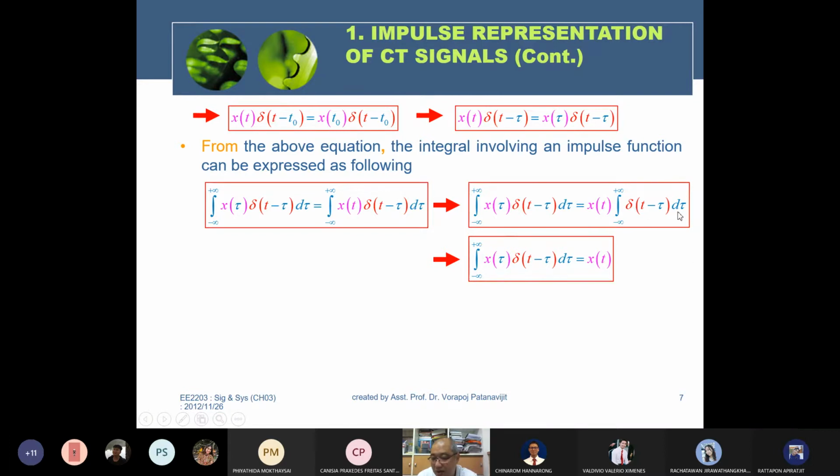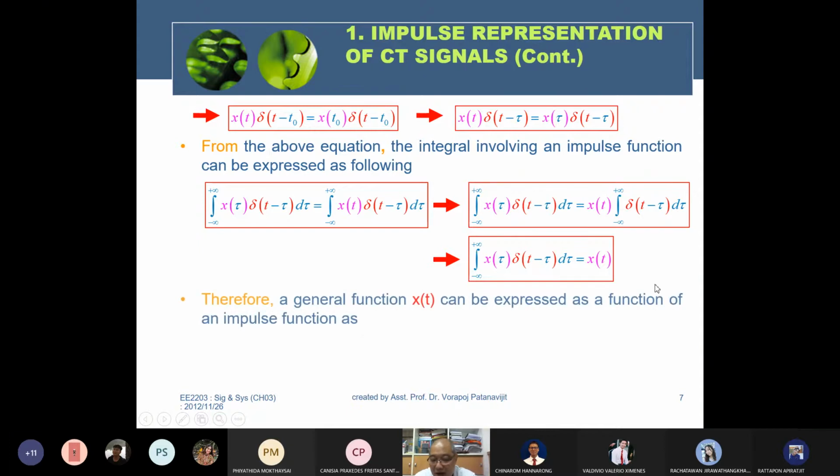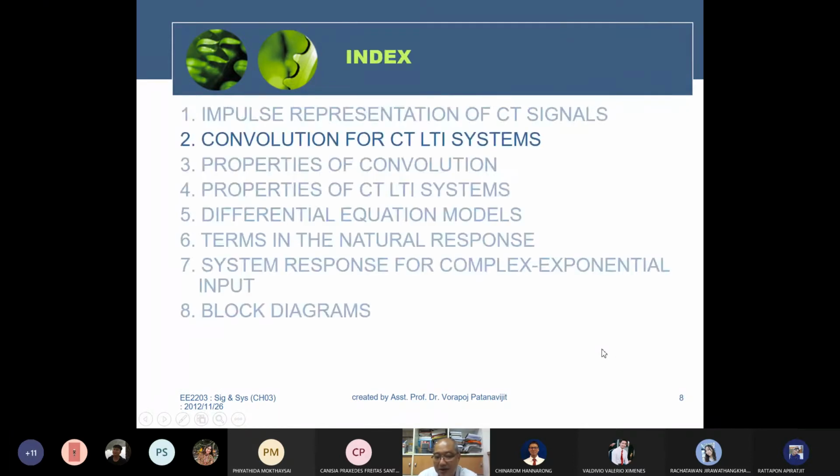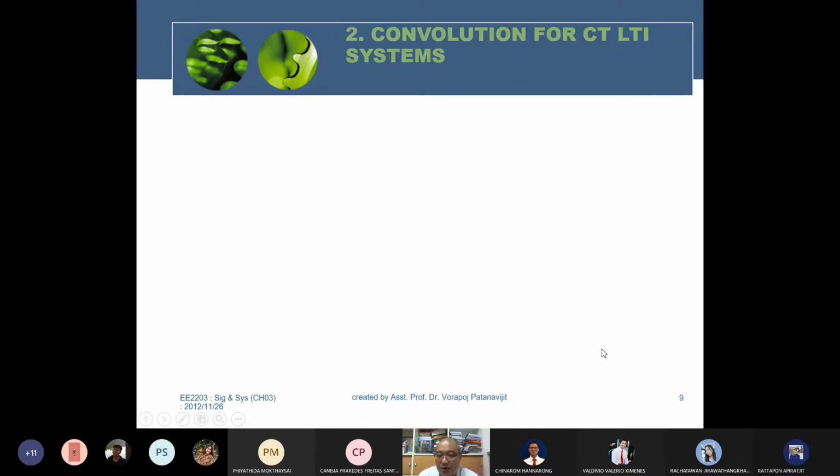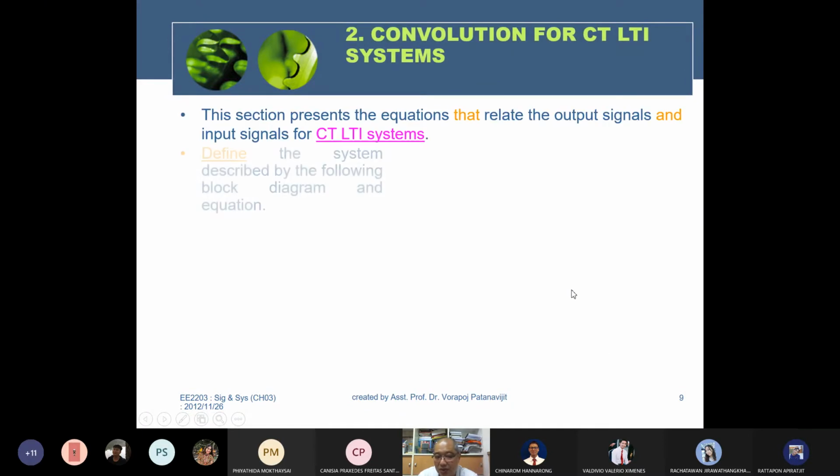You integrate the impulse, and it gives you 1. Therefore it gives you x(t). Therefore, a general function x(t) can be expressed in terms of the impulse response like this. You can write x(t) in terms of x(τ) multiplied by the impulse. Now, from the convolution point of view, this will lead you to the convolution.